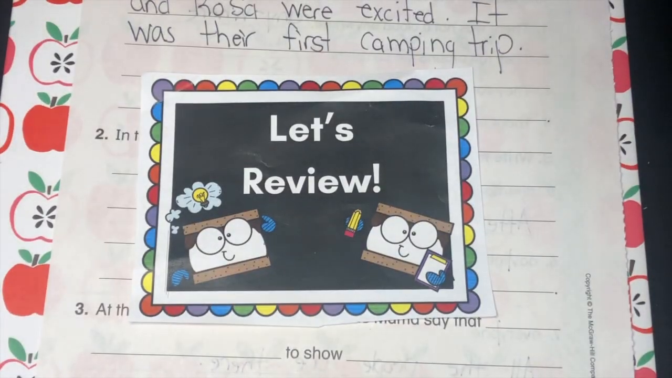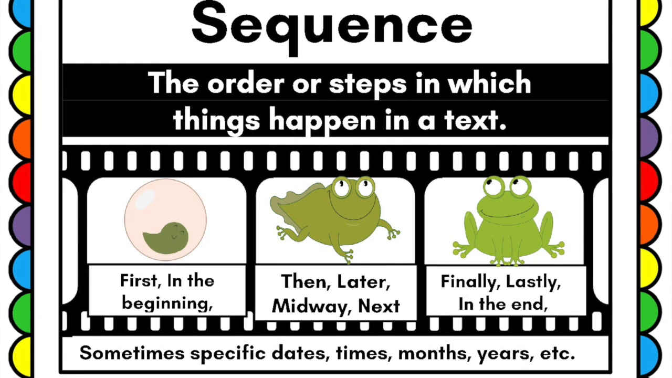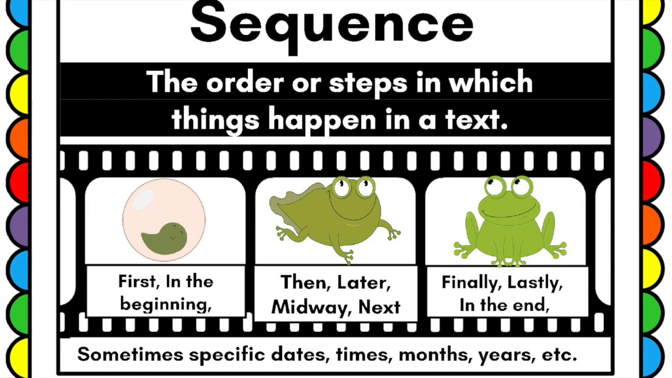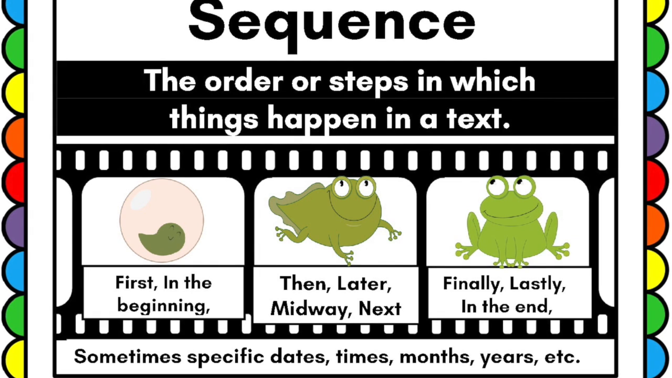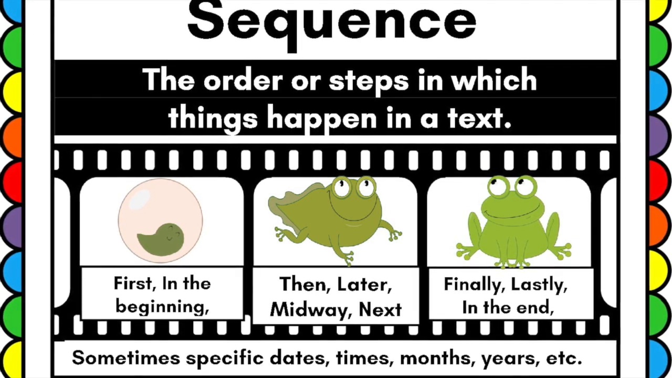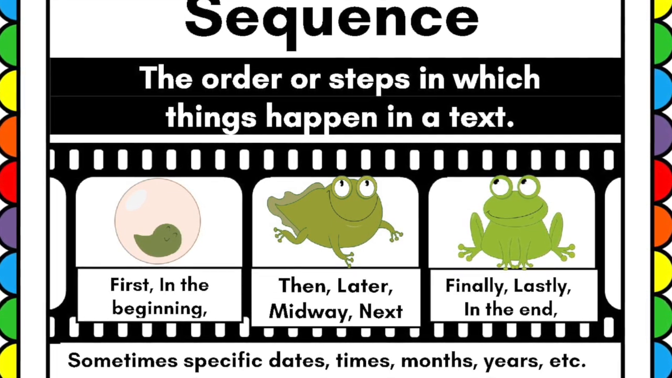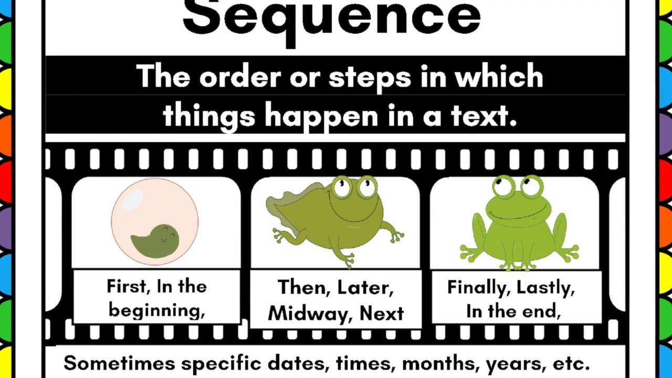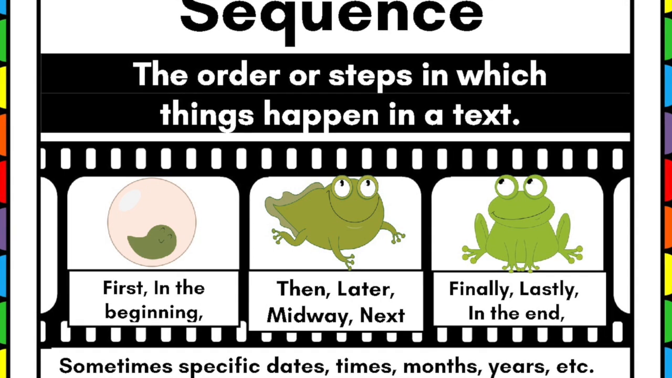Go. Let's review. Sequence is the order or steps in which things happen in a text. In this story, the author used the beginning, the middle, and the end of the story to help us understand the girls, Carla and Rosa's first time out camping and the things they did, right? The events in the story, and how the plot was moved along because the author organized the events of the story in sequential order, right? So that's what we do if we want our reader, our audience, to understand what we're saying, right?